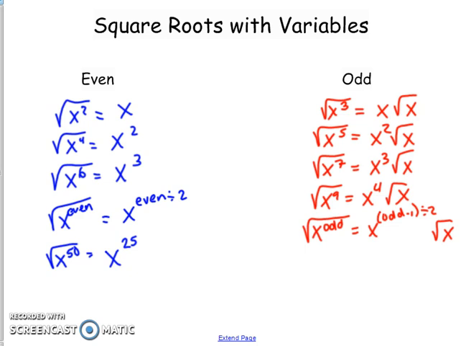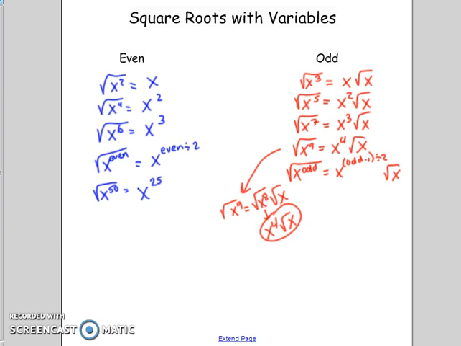What I mean by this is that you can't divide an odd number by 2 evenly, so you subtract 1 to make it even. So for instance, if I have the square root of x to the 9th, I can rewrite this as the square root of x to the 8th and the square root of x. This one, the square root of x to the 8th, now follows my rule for even. Since 8 is even, 8 divided by 2 is going to be 4. And then I have this square root of x left over.